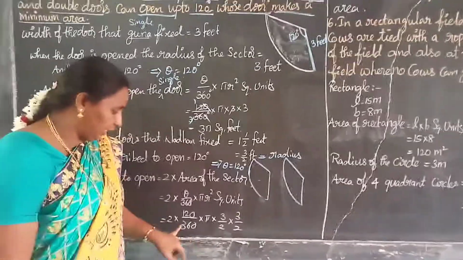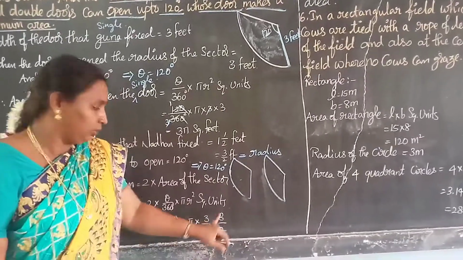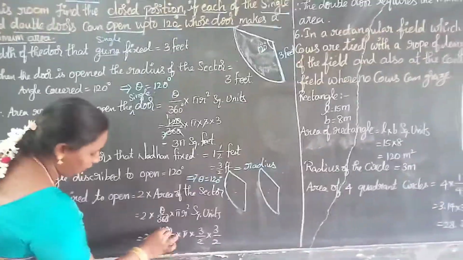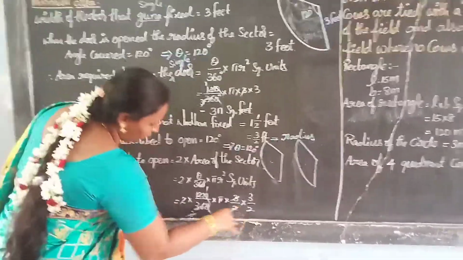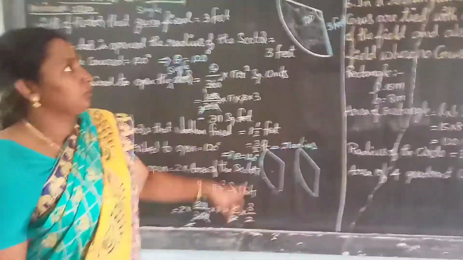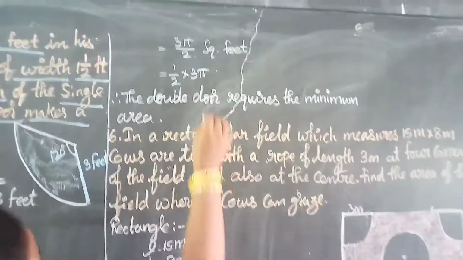Theta is 120 degrees divided by 360, into pi into r, which means 3 by 2, r square, 3 by 2 into 3 by 2. Now simplification: the 0 will get cancelled, 12 ones are 12, 3 threes are 3 will get cancelled, here 2 and 2 will get cancelled. You will get 3 by 2 pi. So I have written it as 3 pi by 2 square feet.